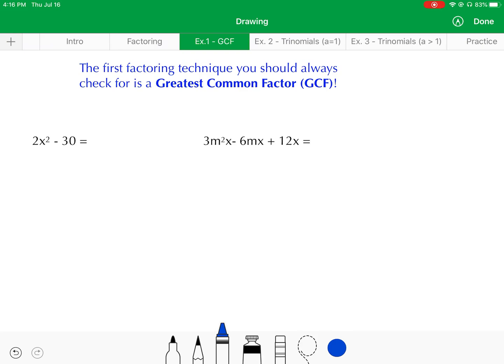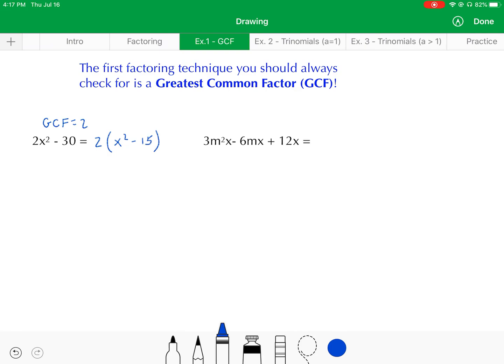The expression 2x squared minus 30 has two terms. Both of those terms have a 2 in common and nothing larger. So the GCF here is 2. I'm going to factor it out by putting it in front and then multiplying it by a binomial of x squared minus 15. Notice I can arrive at the x squared minus 15 by simply taking each of the terms in the original expression and dividing them by 2.